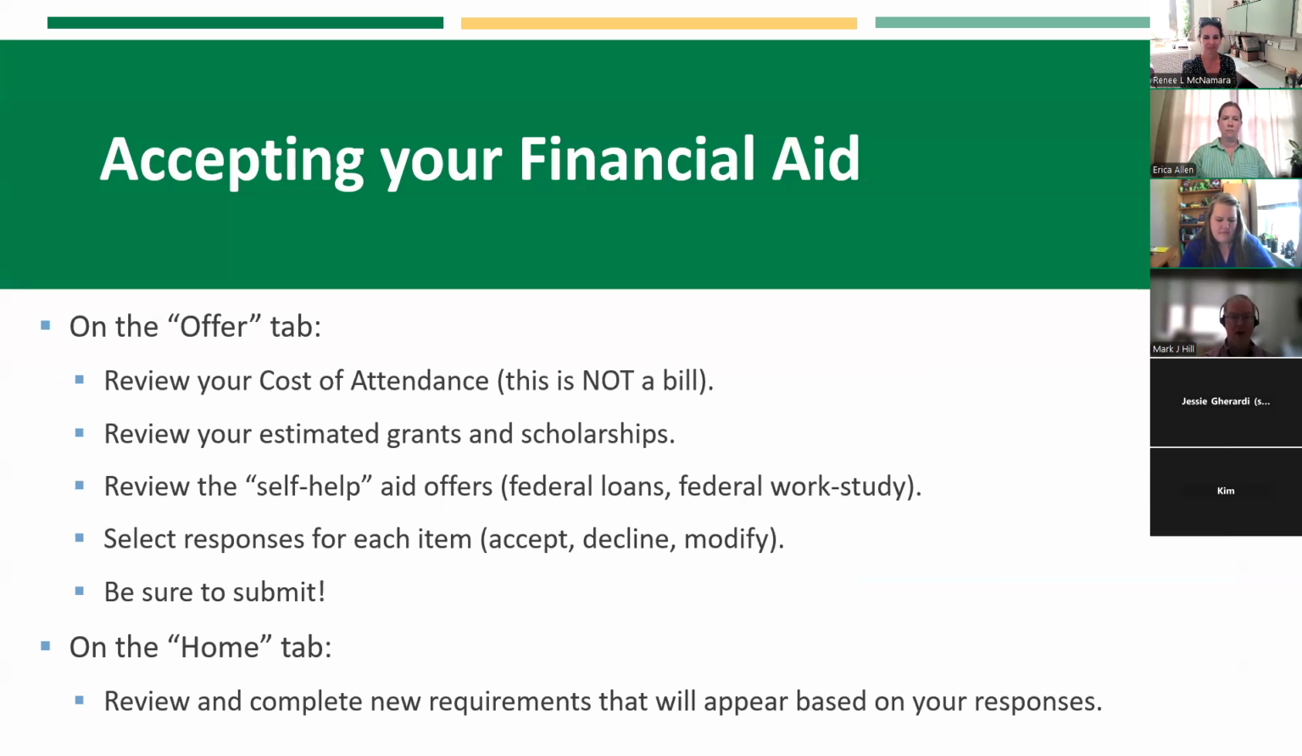On the offer tab that I had highlighted, there are a number of pieces of information that you'll want to be aware of and know how to understand. When you go in and look at that tab, the very first thing you're going to see is what we call your cost of attendance.